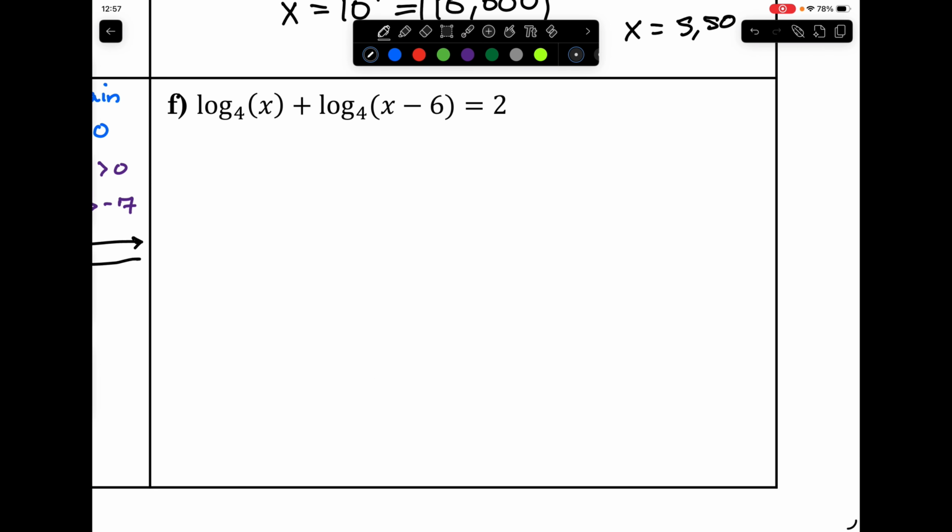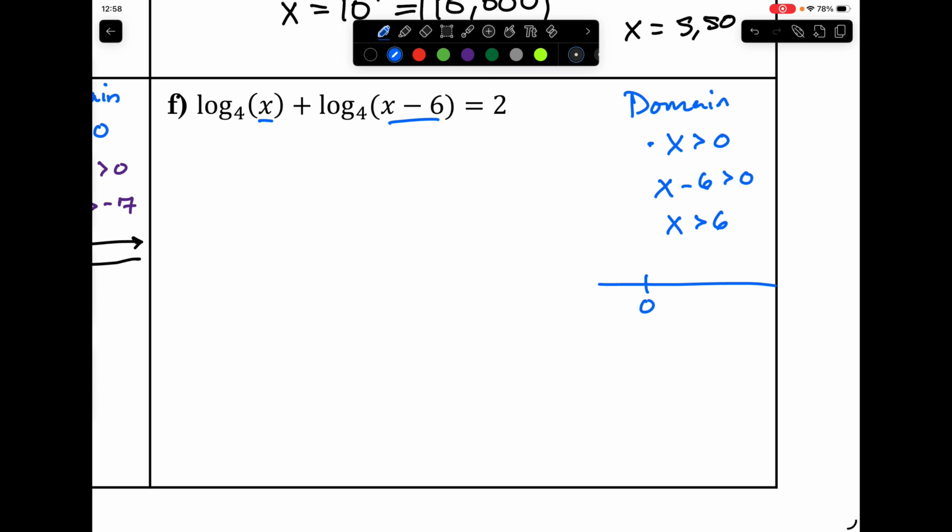So for this example, let's look at the same thing. We'll start with the domain. And for this value, x would simply have to be greater than 0. And for this value right here, x minus 6 would have to be greater than 0, which means that x would have to be greater than positive 6. So let's visualize this on a number line. We have 0 and we have 6. So our values have to be greater than 0, but again, cannot equal 0. And they have to be greater than 6. So they can't equal 6.